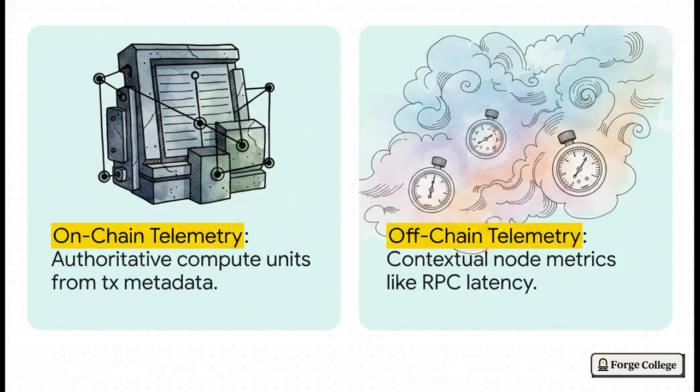Off-chain telemetry, on the other hand, gives us the contextual environment. We're talking RPC latency, mempool pressure, cluster-wide fee changes, node CPU usage. Off-chain data explains why it happened. Say you spot a massive compute spike. The on-chain data shows you the size of the spike, but the off-chain data reveals whether it was just crazy cluster congestion forcing retries, or if an actual program upgrade caused the issue. You really need both to see the whole board.